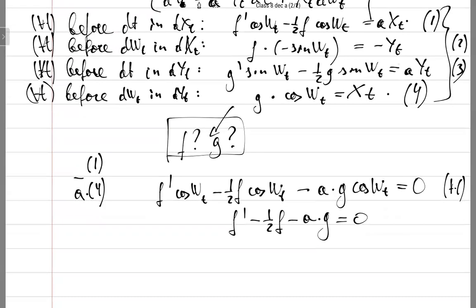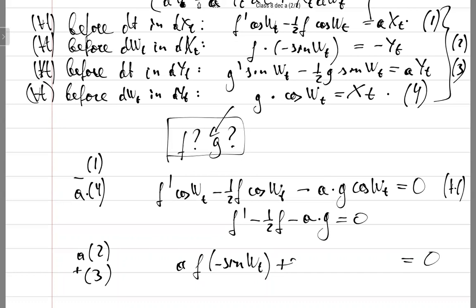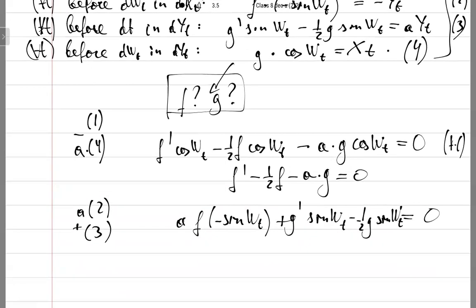Okay, if I take equation 2 multiplied by a and add equation 3, yt will disappear. And here I have af minus sine w plus j prime sine w minus 1 over 2 j sine w. I get rid of sine for the same reason, and I have af plus j prime minus 1 over 2 j equals to 0.